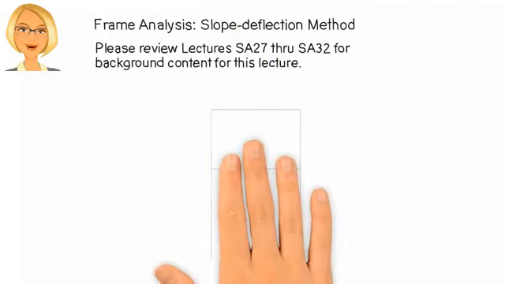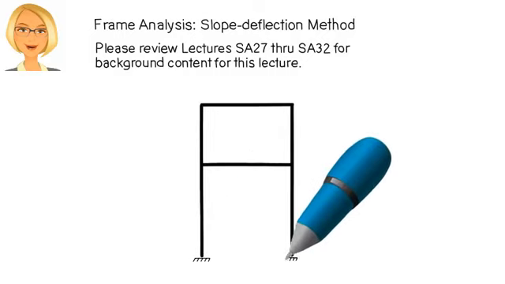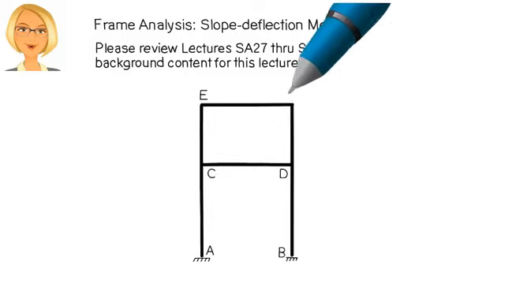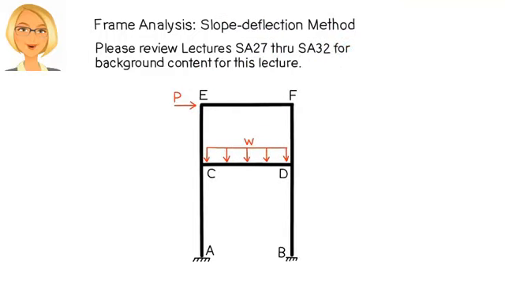In the previous lectures, we showed how the slope deflection method can be used to analyze continuous beams. In this lecture, we're going to examine the use of the method for analyzing frame structures. Consider a two-story frame structure fixed at the base.